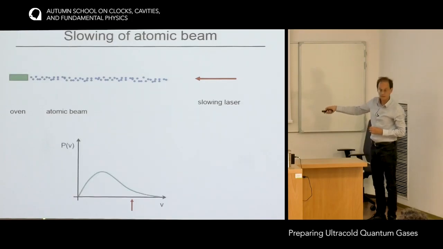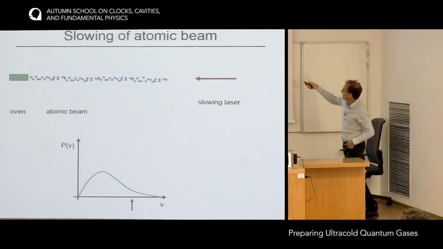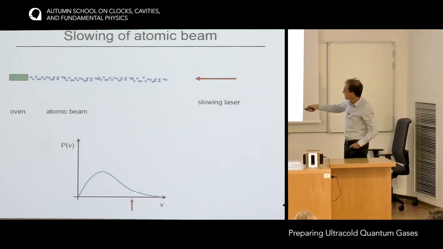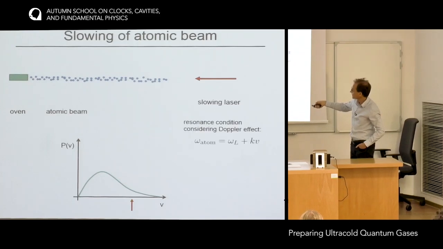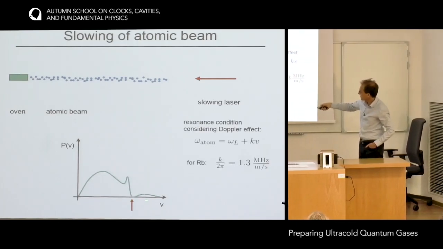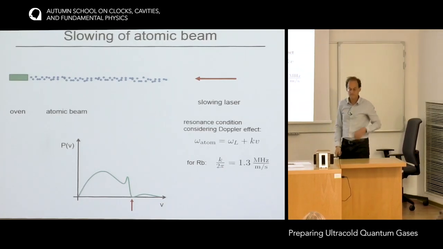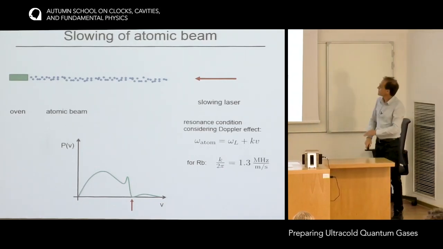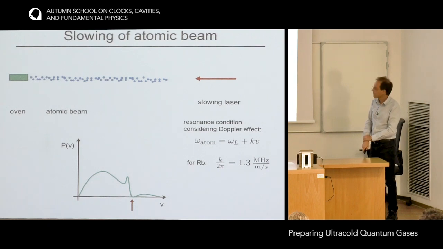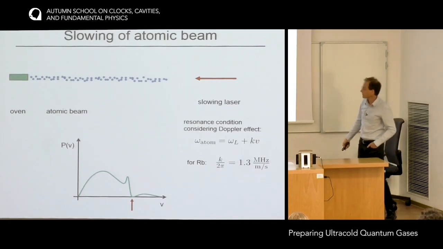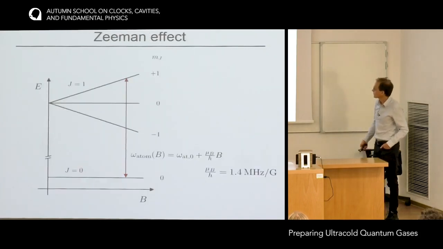Here is our velocity distribution, and we adjust the frequency of this Zeeman slower beam such that we just address the high velocity atoms here. And these atoms are then slowed down to a lower velocity. And that's then the end of the story if you don't do anything more. But we want to cool all these atoms down to like 20 meters per second velocity. So what do we do to achieve this?